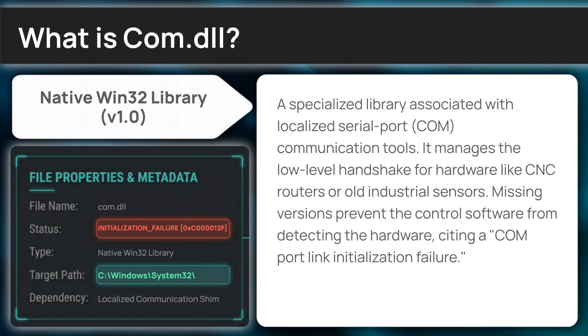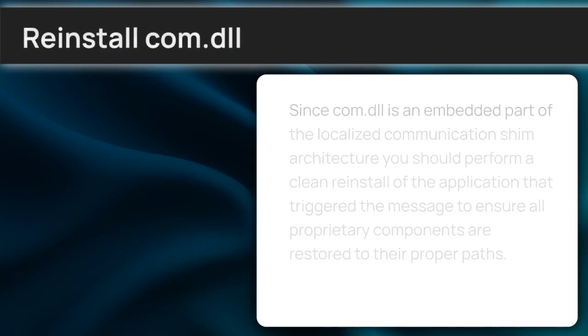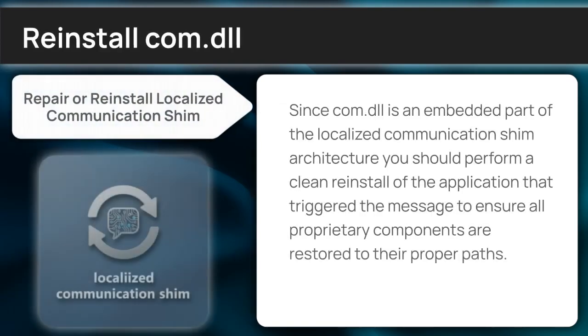With that background out of the way, here is how we actually restore the missing component. Since Com Library DLL is an embedded part of the localized communication shim architecture, you should perform a clean reinstall of the application that triggered the message to ensure all proprietary components are restored to their proper paths.